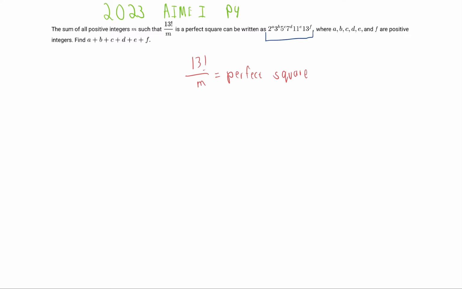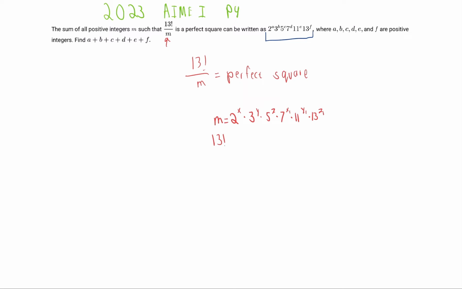So let's just say m has to be a factor of 13 factorial, obviously, because 13 factorial over m is going to be an integer. So let's say that m is equal to 2 to the power of x times 3 to the power of y times 5 to the power of z times 7 to the power of x1 times 11 to the power of y1 times 13 to the power of z1. We're going to need the prime factorization of 13 factorial.